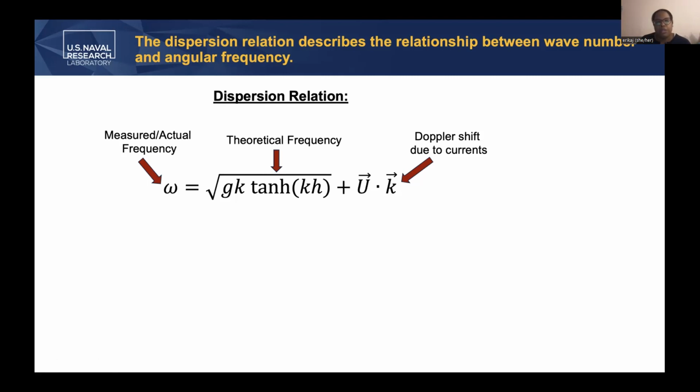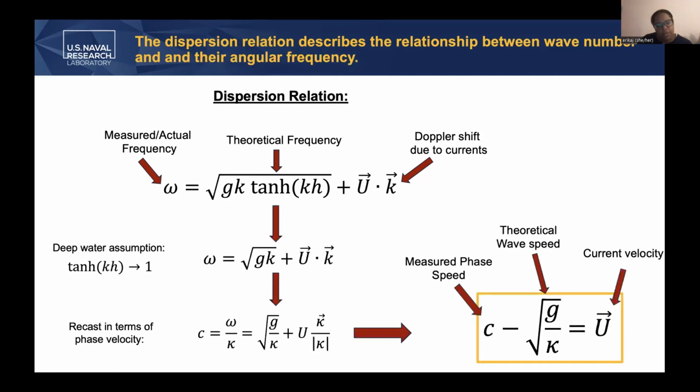So in all of the situations that I'm working in, the waves are shorter than the flow depth. So this hyperbolic tangent term goes away, which simplifies the dispersion relationship, and I take this relationship and recast it in terms of the phase velocity by dividing by this wave number here. So I end up with this expression here, where if I can measure the phase speed, and I know this theoretical wave speed, that's just gravity divided by the wave number, and this is a known quantity, I have an expression for coming up with the current velocity.